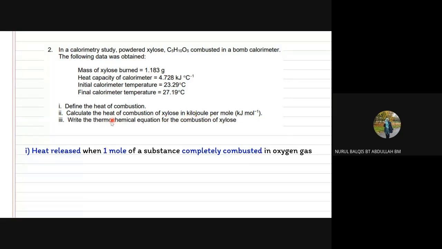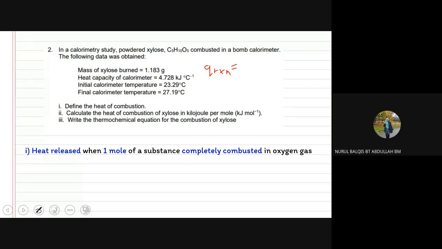Okay, how do you start? You got only heat capacity, initial calorimeter temperature, final calorimeter temperature. Suppose kalau bomb calorimeter, the formula should be apa? Kalau kita dengar je bomb calorimeter, how do we start? Q reaction sama dengan MC delta T. The MC delta T belongs to siapa?